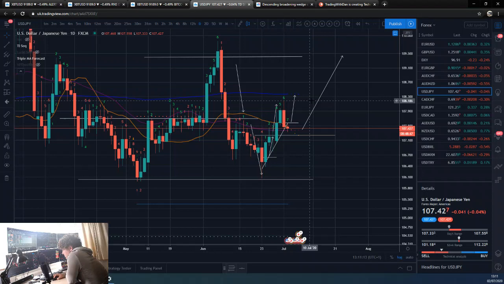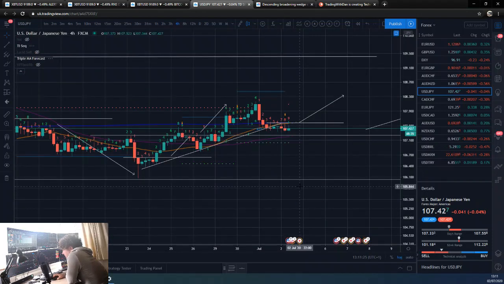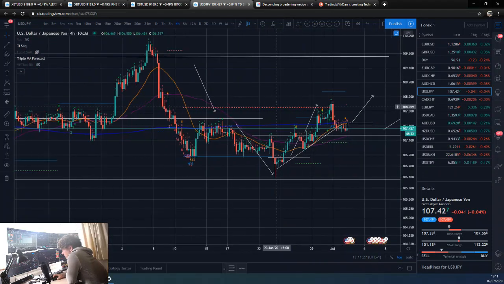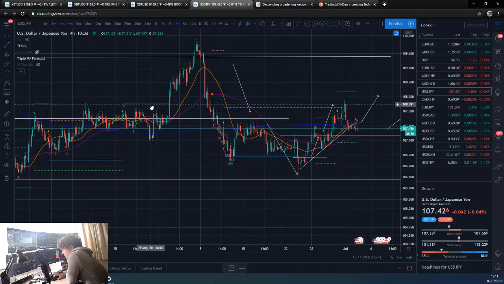Oh, we hit it bang on. Look at that. I do believe so. Yeah, literally that's where I'll be targeting. So back over to the 4 hour again. Pretty much there, which is pretty much in line with this horizontal here. A lot of horizontal here.